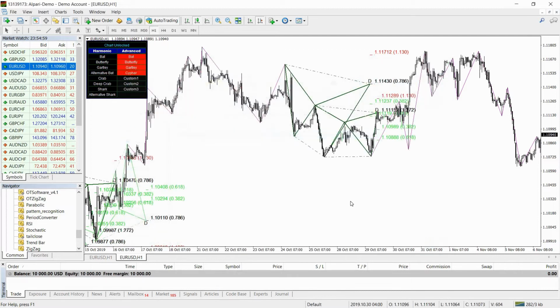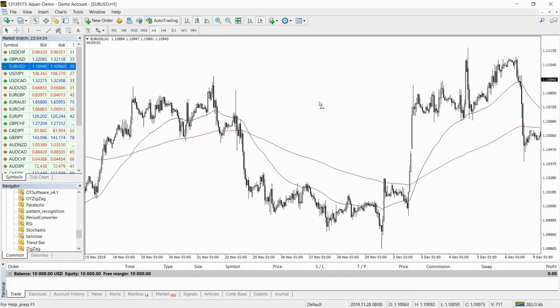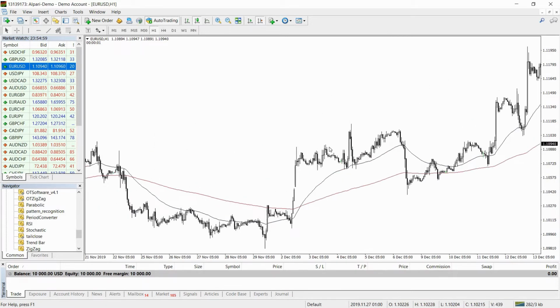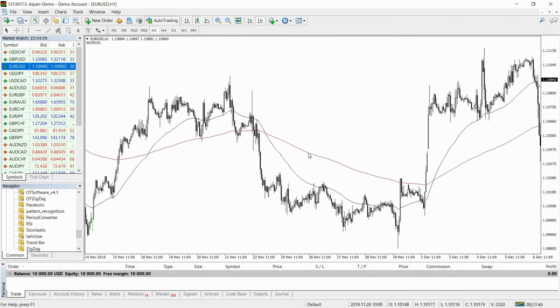For this example though, enough of my software, close this chart down. For this example, I'll keep it really simple. So all I am doing here is on the euro dollar 1 hour chart, I've gone back into the history of the chart. I've got the 200 exponential moving average in red, and a 50 exponential moving average in blue.